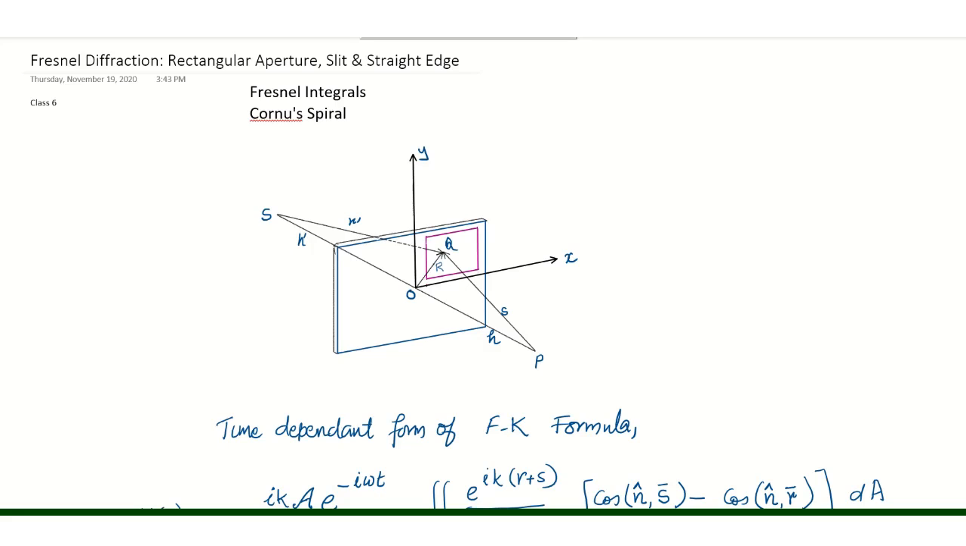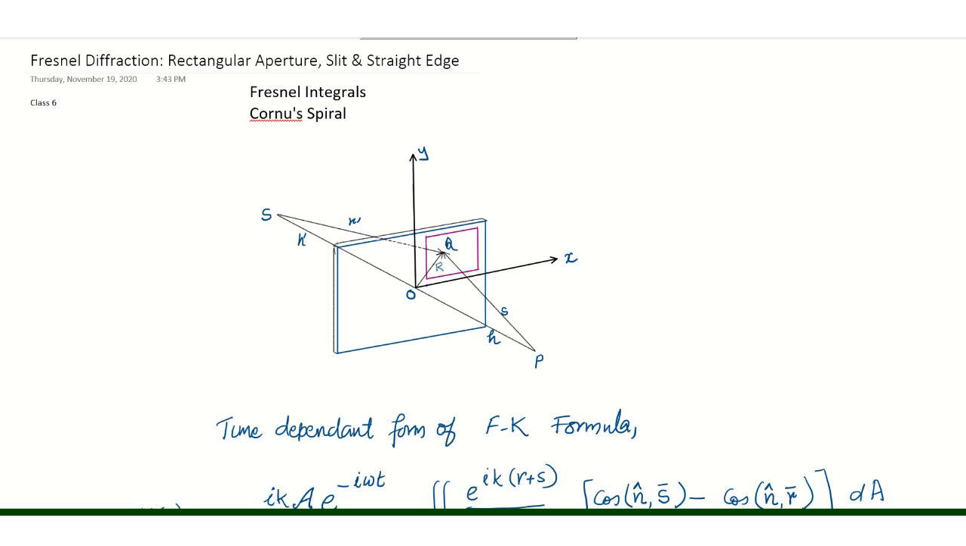Morning, guys. In the last class, we have been discussing Fresnel diffraction patterns, and we talked about Fresnel zones mainly, and zone plates. Now, let's look into the diffraction from a rectangular aperture. The reason why we choose the rectangular aperture to start with is that it's a general case of a slit and also a straight edge.